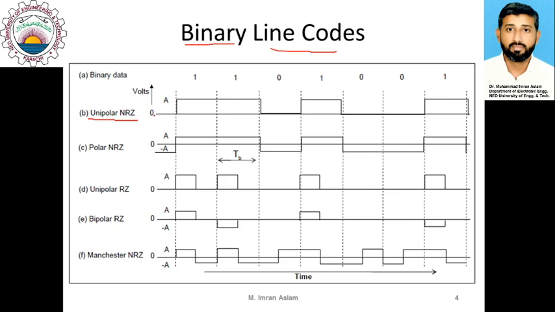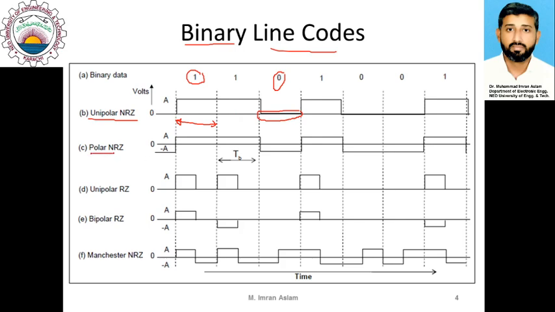For NRZ codes, the symbol, waveform or pulse exists for entire bit duration. So these dotted lines represent actually a bit duration. So the waveform exists for entire bit duration. For unipolar NRZ, we use a specific amplitude to represent binary 1, and we use 0 amplitude or no pulse to represent binary 0. So zeros and 1 are represented by presence or absence of pulses.